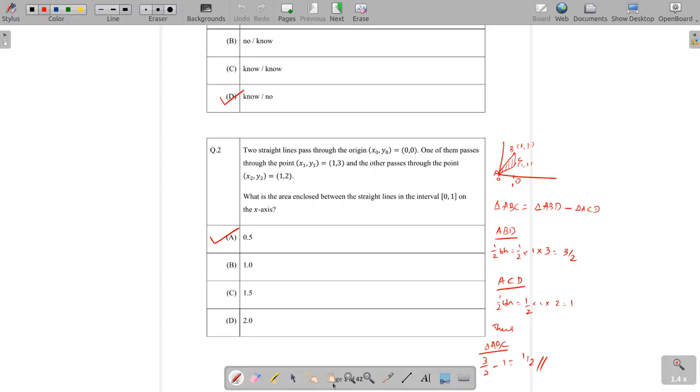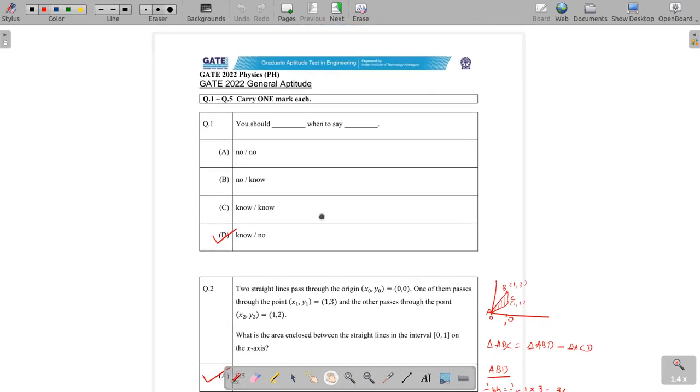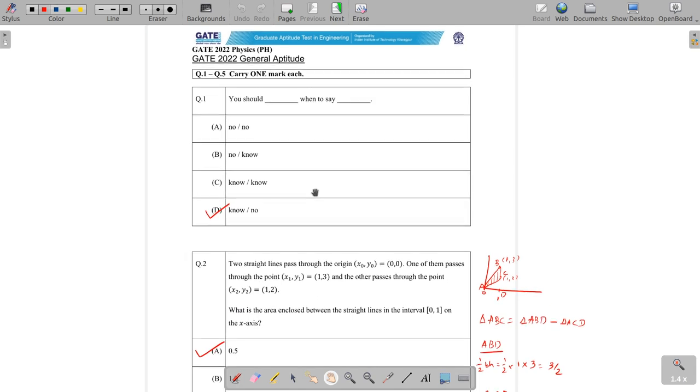Okay, so as before, I will start with the GA questions, the general aptitude questions.